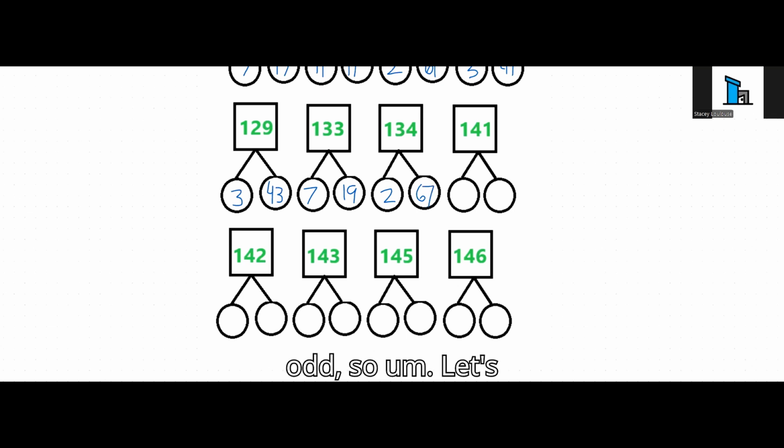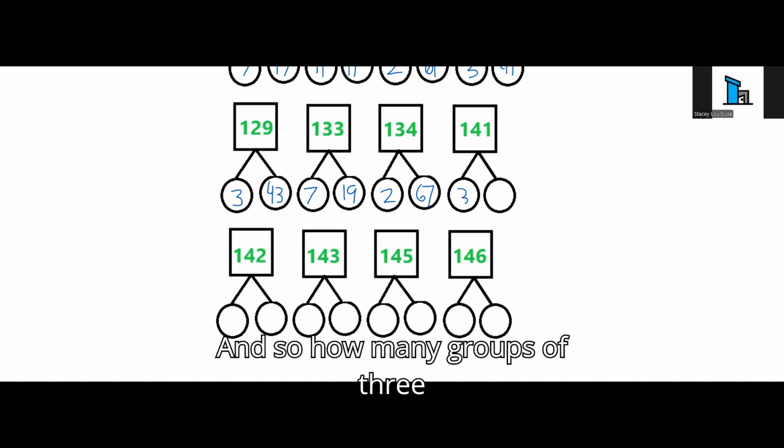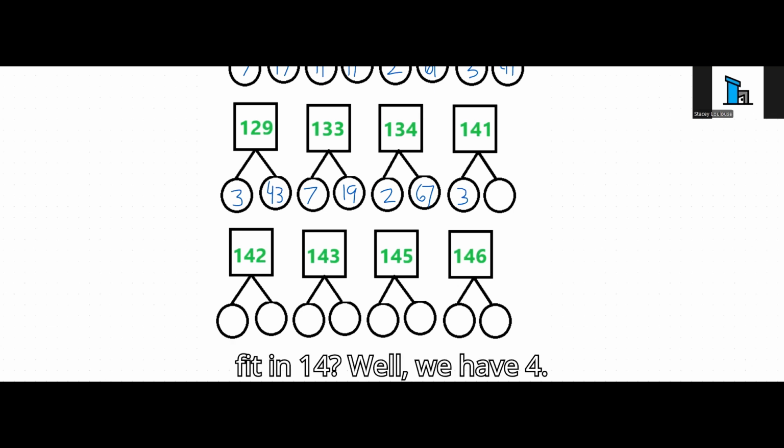So, let's see. Oh, 1 plus 4 plus 1 is 6. So that's good. And we know that one of the factors is 3. And so how many groups of 3 fit in 14? Well, we have 4. And then 12 from 14 is 2. 21 gives us 7 groups of 3. So we have 3 times 47.